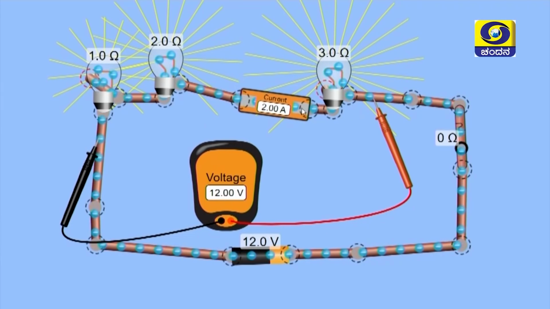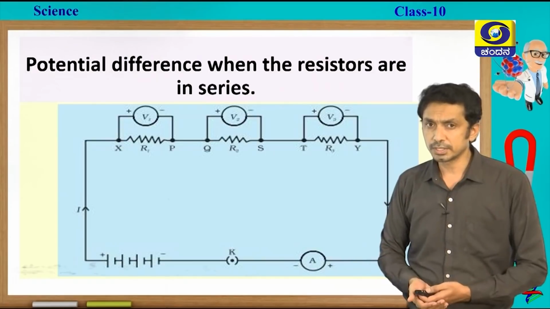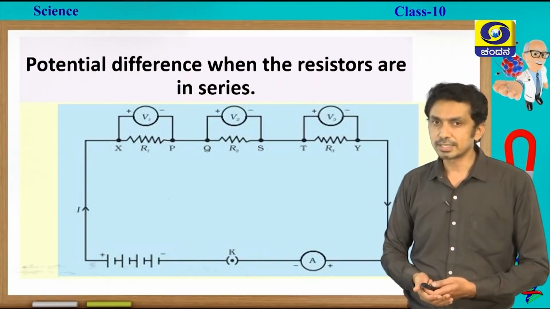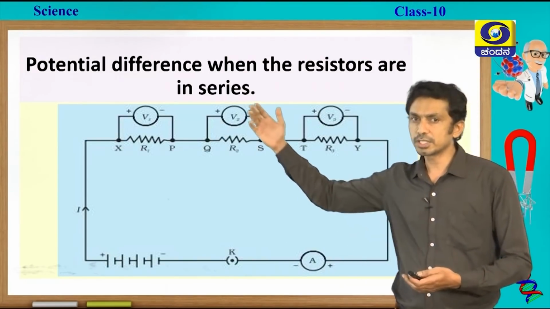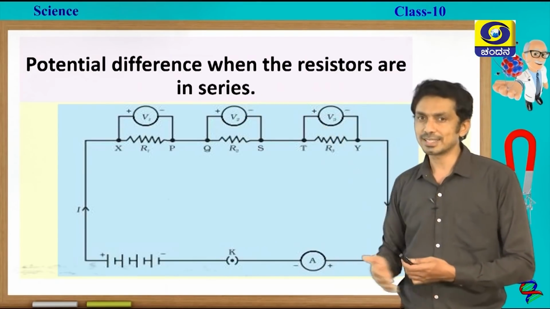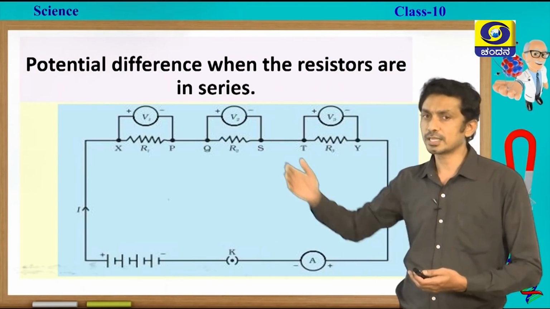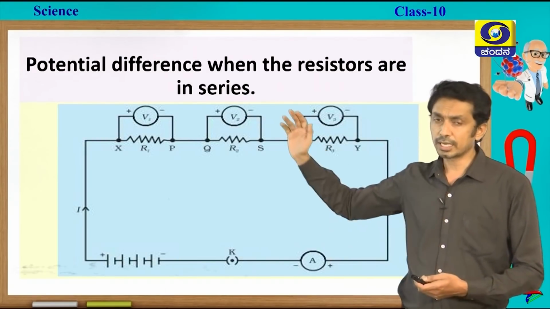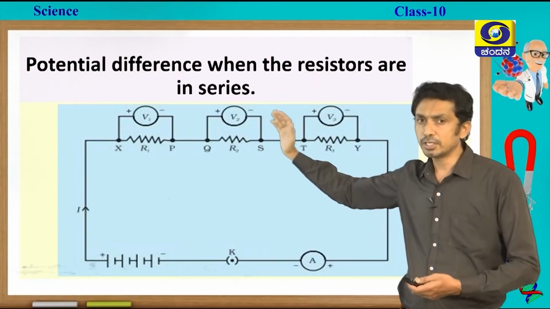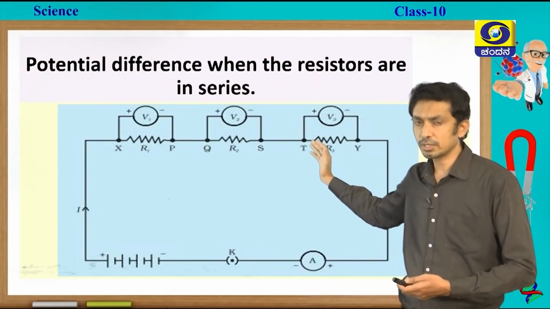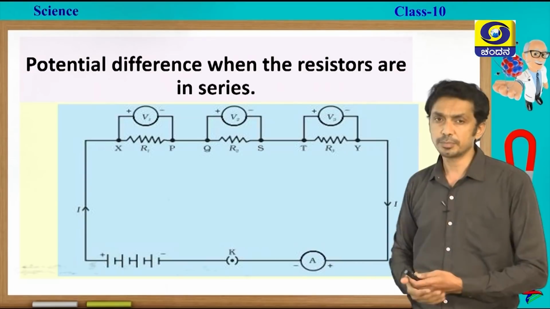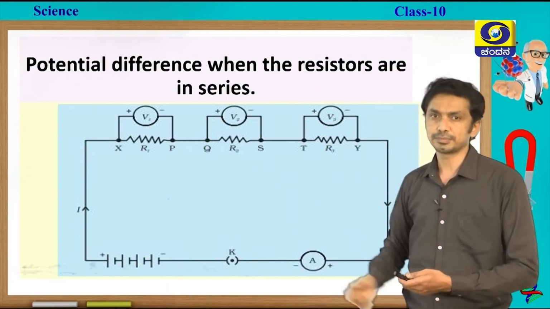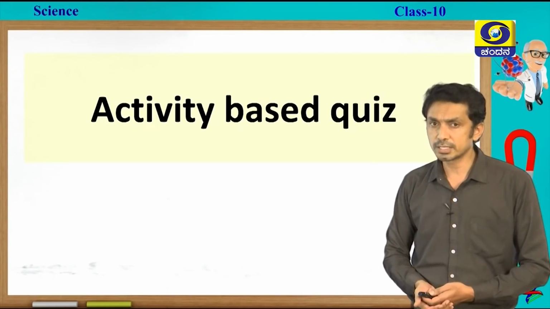In the earlier activity we observed the electric current is always same even though resistors are connected in series. So children, what have you learned there? Yes, you learned that the potential difference varies across resistors. Each resistor has its own potential difference, right? So the current value was same in each resistor in series circuit, but the potential difference varies depending on the value of the resistance. Now children, an activity based quiz for you.